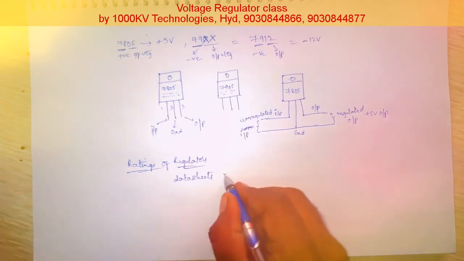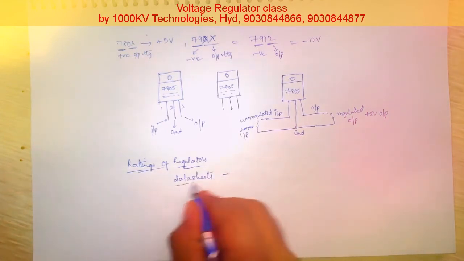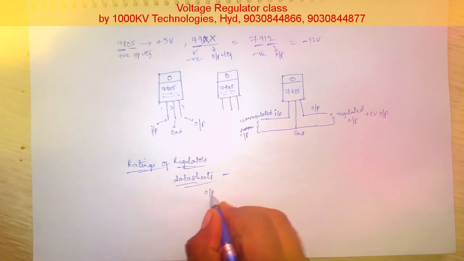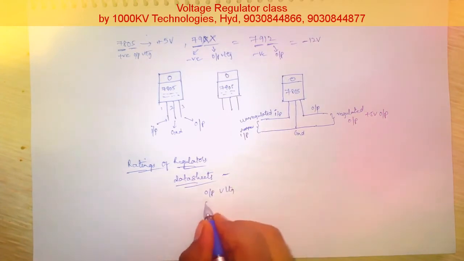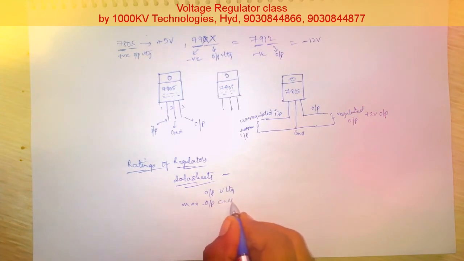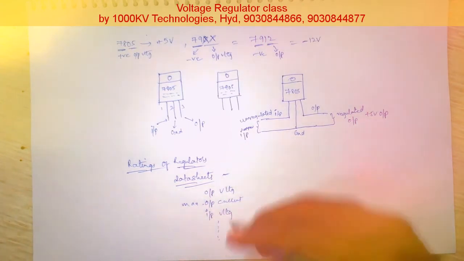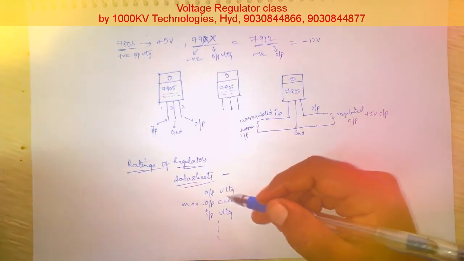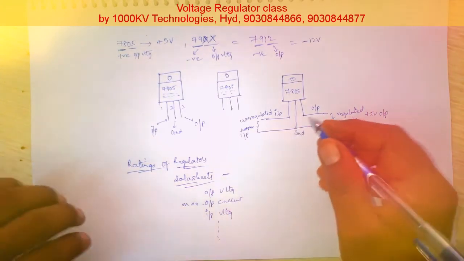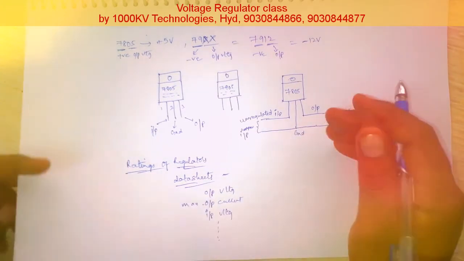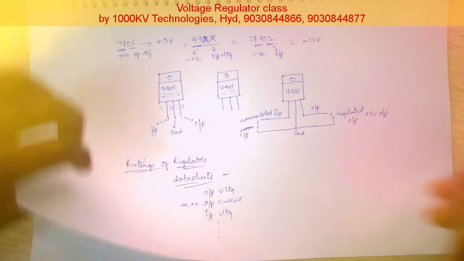What is the output voltage? Maximum output current and input voltages. Similarly, we have different parameters in the data sheet. You can look at the ratings of the regulators in the data sheet and you can use them.